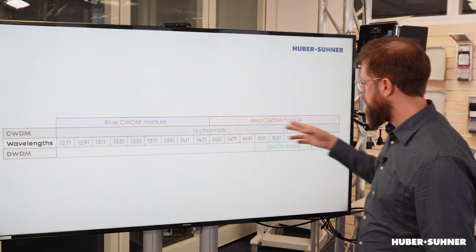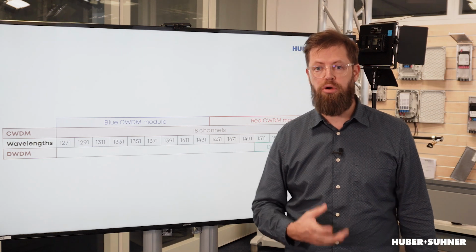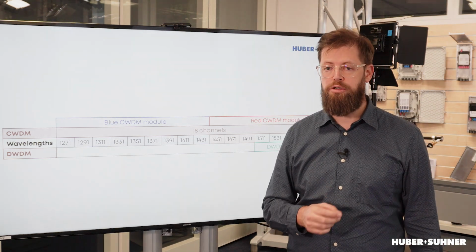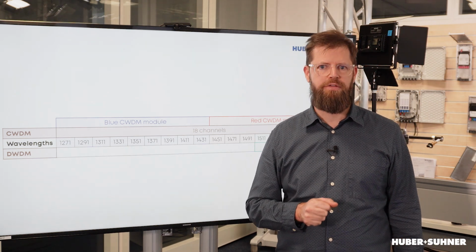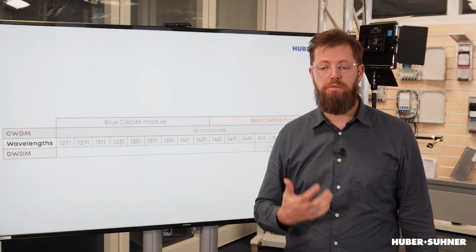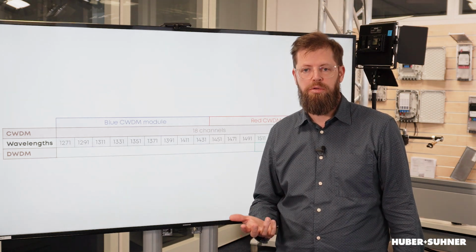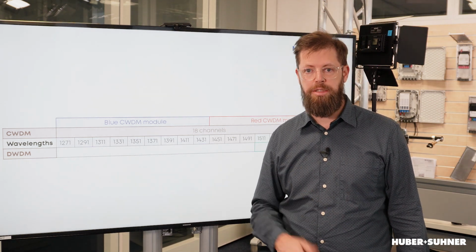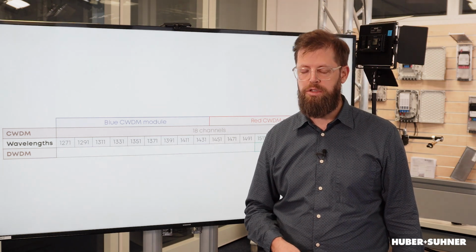And as you can see, CWDM has a much broader channel spacing. As a matter of fact, the 20 nanometers of channel spacing is roughly 25 times that of a DWDM channel. And what that made possible was that you could use uncooled lasers, so making CWDM really a nice cost-effective solution.